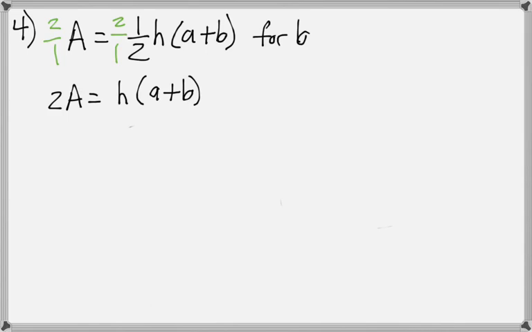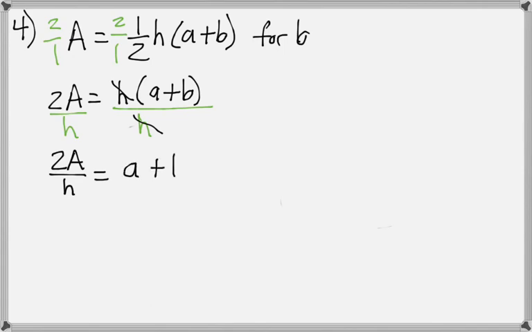And in this case in particular, if I just divide by h, that's going to get rid of it on the right-hand side. So I'll have 2a over h is equal to, and now that the h is gone, we actually don't even need the parentheses, and I have a plus b.